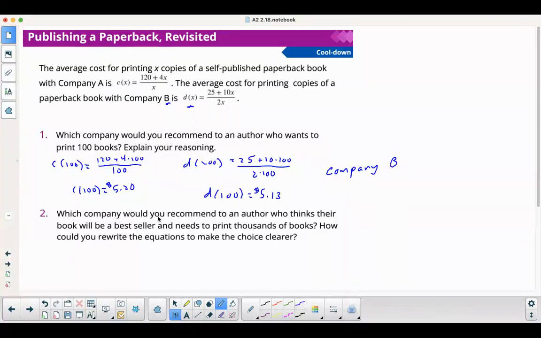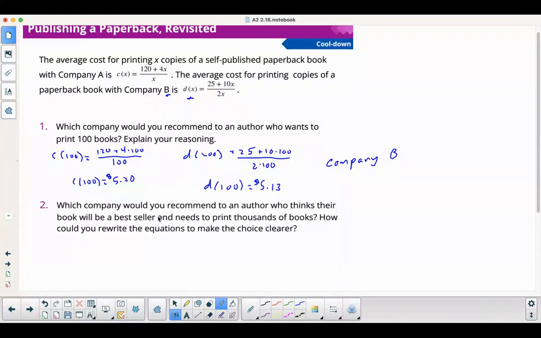All right, which company would you recommend to an author who thinks their book will be a bestseller and needs to print thousands of books? How could you rewrite the equations to make the choices clear? So as X gets bigger and bigger, it's probably going to level off here. So you could just kind of figure out your asymptotes. We really don't need to rewrite the equation.